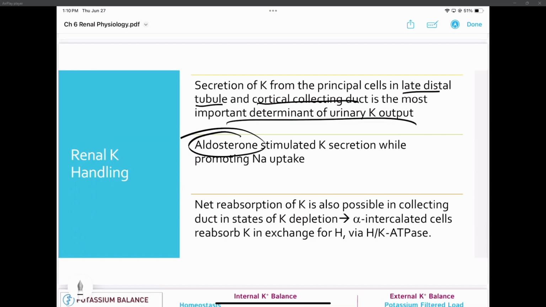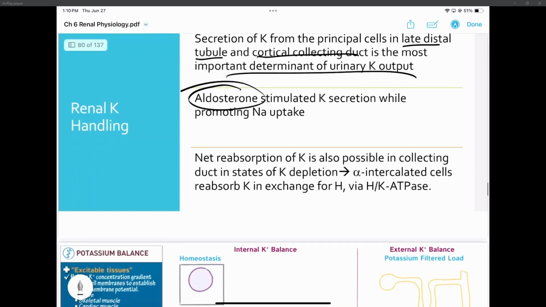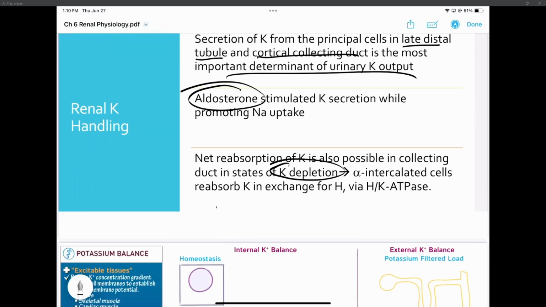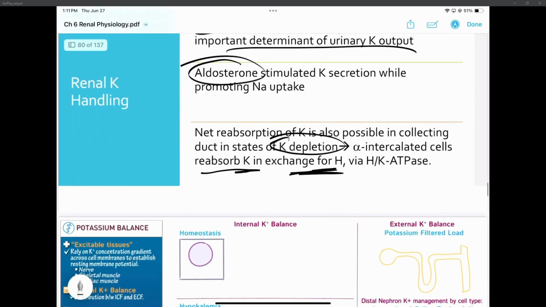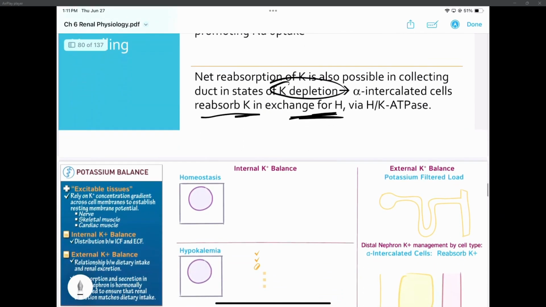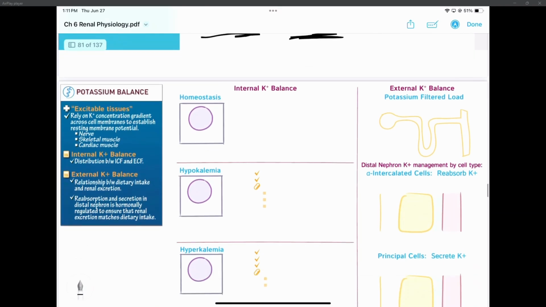Net reabsorption of potassium is also possible in the collecting duct in states of potassium depletion, because we're going to reabsorb potassium in exchange for hydrogen via the hydrogen-potassium ATPase pump. So with potassium depletion, we reabsorb potassium in exchange for hydrogen. This one you guys can do as a good study guide, so I'm not going to do all of this one.